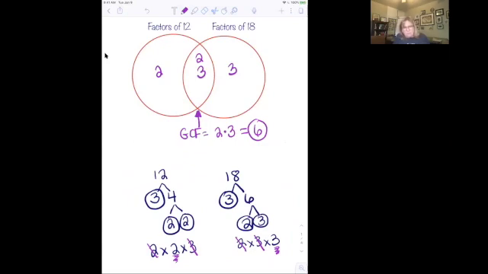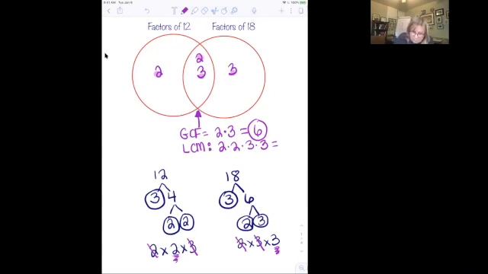The least common multiple is what both numbers go into. So they both go into the product of all those numbers. 2 times 2 times 3 times 3. So all the numbers there. 2 times 2 times 3 times 3. And remember, you can multiply in any order you want. You can combine them in any order you want.